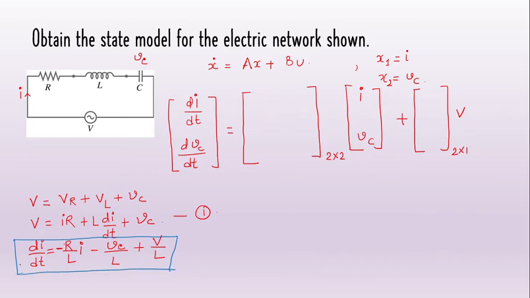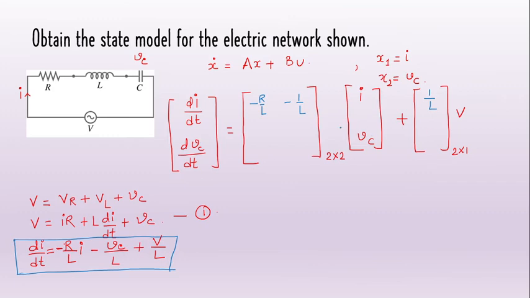So if I want to fill these matrices for the first line, what will it be? The first element is my I, so this will be minus R by L. And then this is VC, so this will be minus 1 by L. And this one should have a 1 by L. Okay. Now I need to fill the second row.